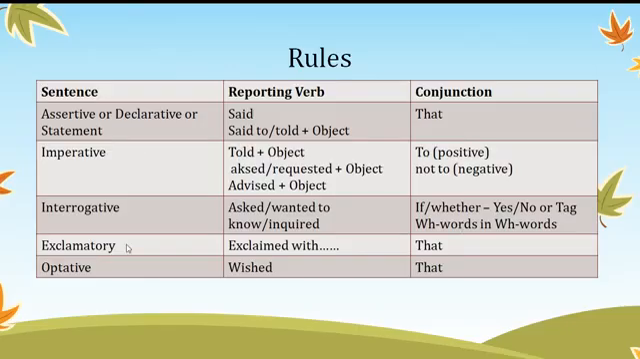Now let's go to the exclamatory sentence. I already said at that time, an exclamatory sentence always ends with an exclamatory mark, or we can say exclamation mark. What is the reporting verb? Exclaimed with dash: if there is hurrah, happiness, then exclaimed with happiness. Alas, exclaimed with sorrow. Wow, exclaimed with surprise. What a tall building it is, exclaimed with surprise. This is the way to be mentioned. And what is the conjunction? Conjunction is that.